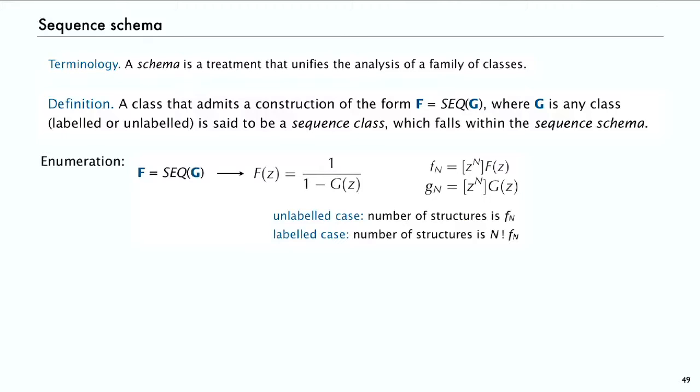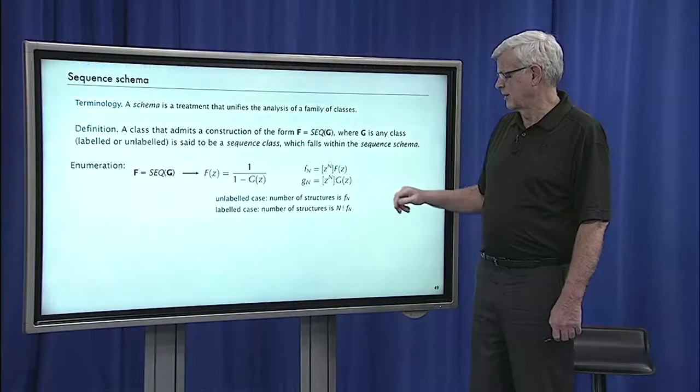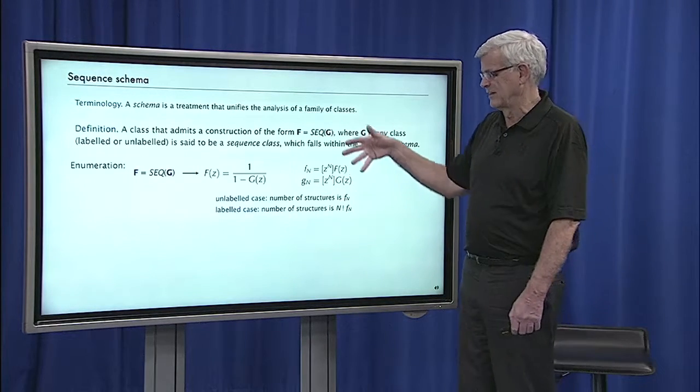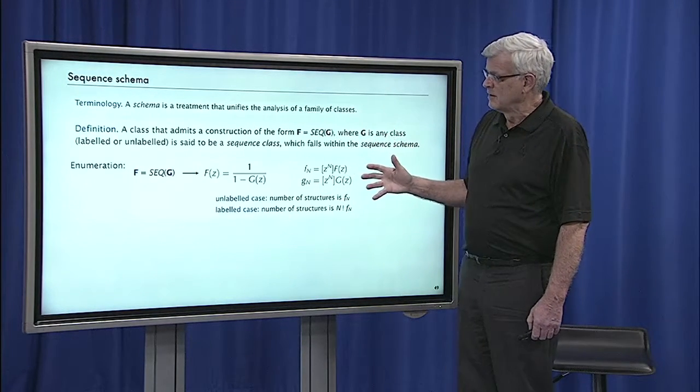So for example, for enumeration, we know that if F is a sequence of G, then the generating functions satisfy the relationship F of z equals 1 over 1 minus G of z, where these are the coefficients. This is for the unlabeled case. The number of structures we're talking about is f sub n. For the labeled case, it's n factorial f sub n, and we've seen examples of those.